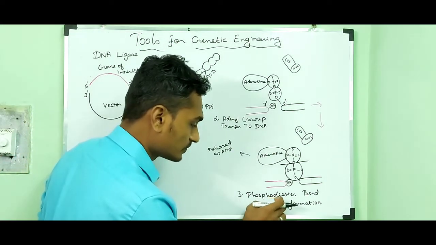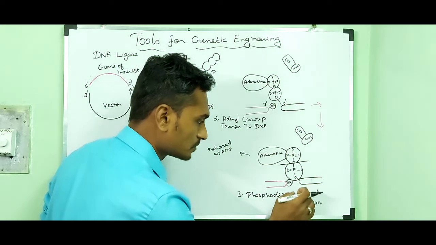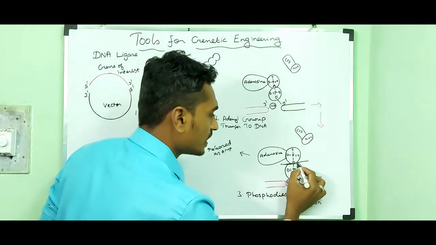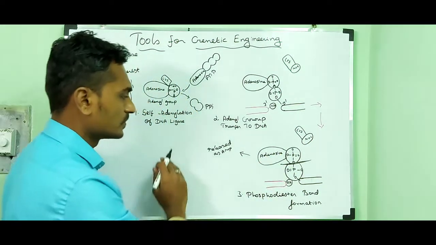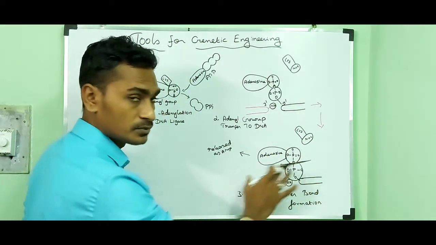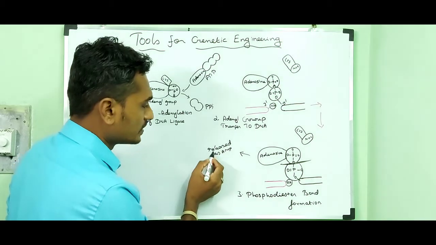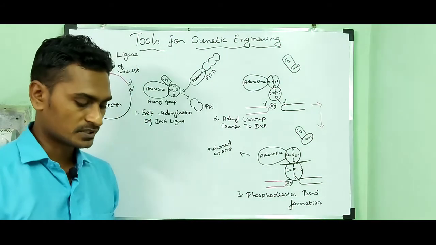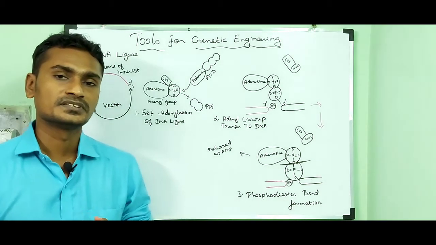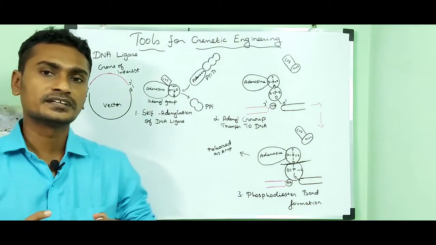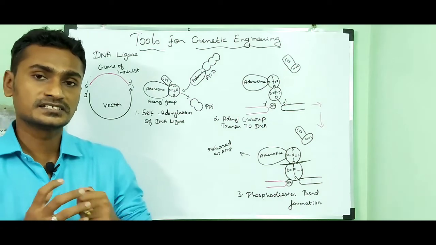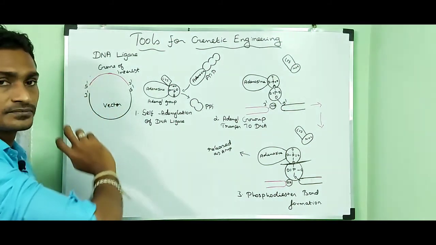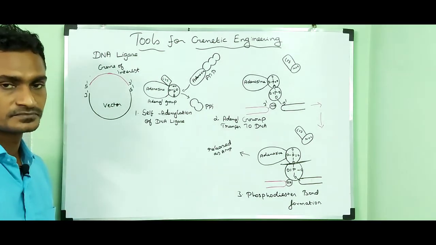After the formation of the phosphodiester bond between the 5' end and 3' end, this adenyl group is released and released as AMP, that is adenosine monophosphate. This is how the DNA ligase creates the ligation between the gene of interest and vector.